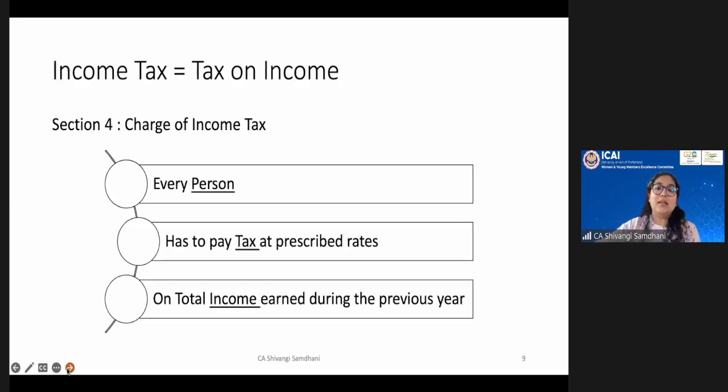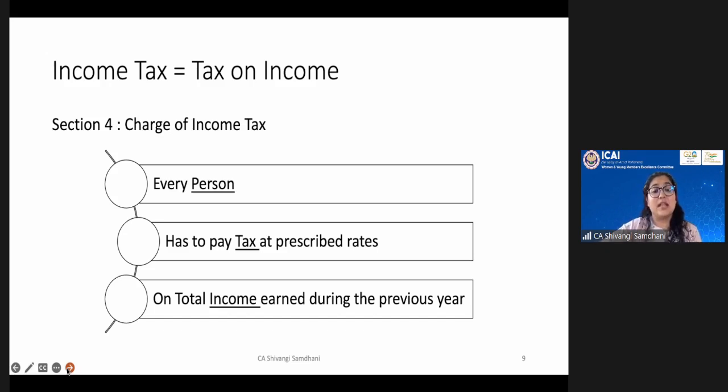So let's start with, in this background, the topic income tax. We can say it is tax on income, and it is actually tax on income only. I would like to start with section 4. Section 4 is the charge of income tax section. It is the main section which leads to charging of tax on income.